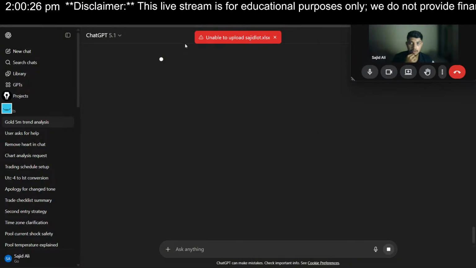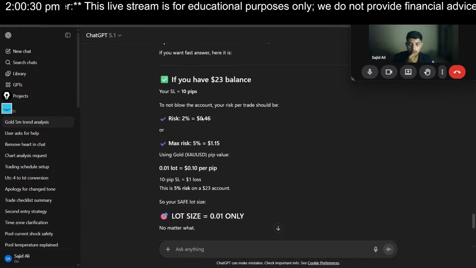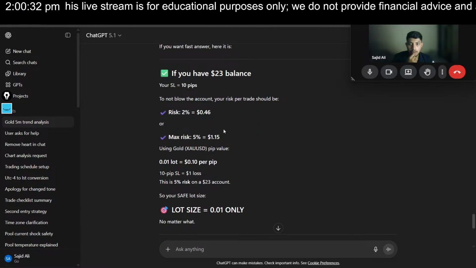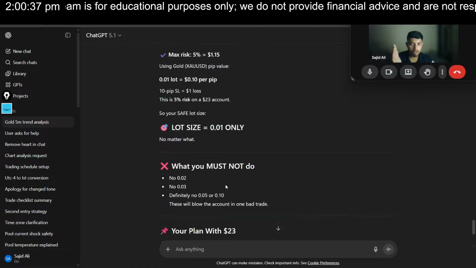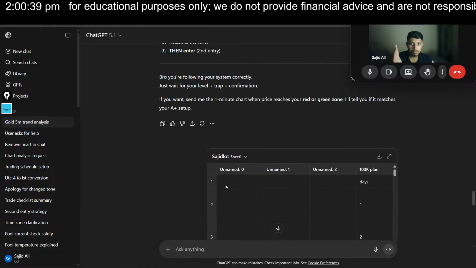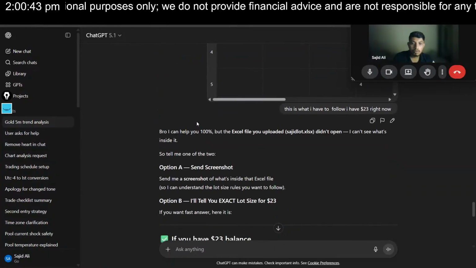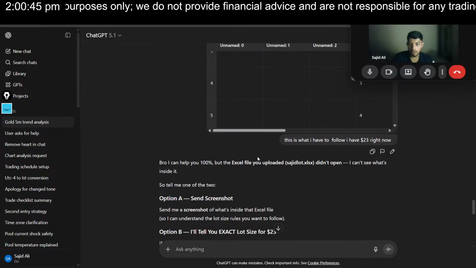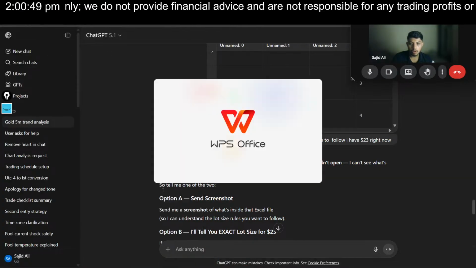Okay, Excel, send a screenshot. Okay, 10 pips. It tells each and everything here. Okay, it's unable to read this. What I'll do is I'll open this.